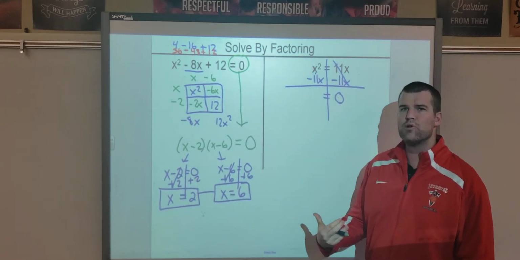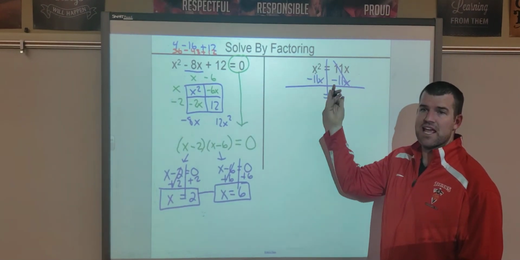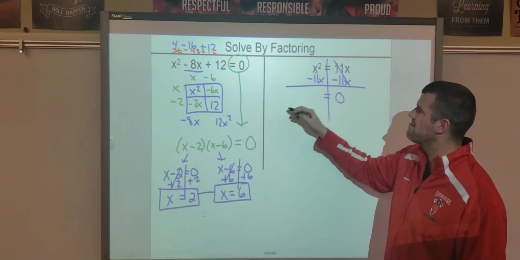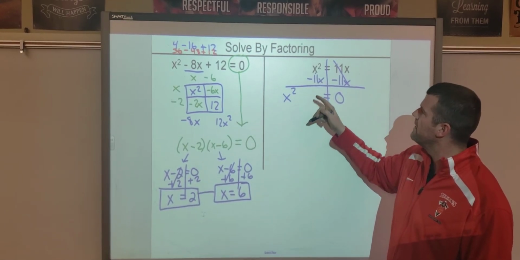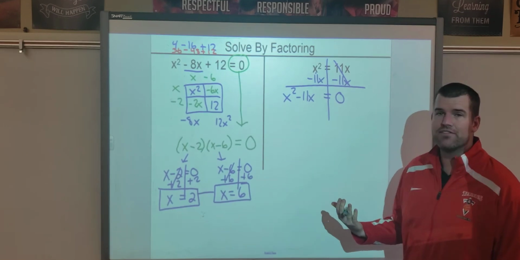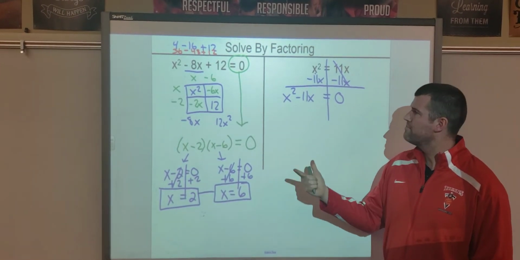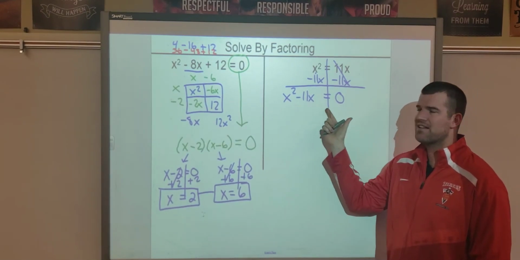And then I'm going to put them in order in standard form. These are not like terms, so I can't combine them. I'm going to put my x squared first, and then I'm going to put my minus 11x next, and that's all I've got. So step 1, set it equal to 0. Step 2, factor the quadratic side.